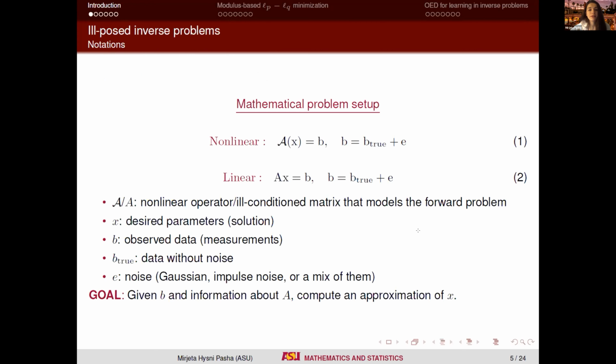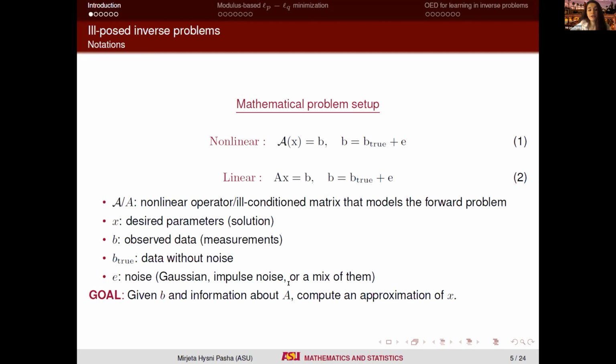To go to the mathematical setup of this problem, we can model this type of problems as linear or nonlinear. In this talk, I'm going to focus on the linear problems, but of course you can extend this to nonlinear. We have an operator A over here that models the forward problem. x are the desired parameters or the solution that we are looking for. b are the observed data or the measurements, and b_true are the data without the noise. In the measurements that we get, we cannot get them without noise. And in general, there are different types of noise that contaminate our data. It might be Gaussian, might be impulse noise, or a mix of them.